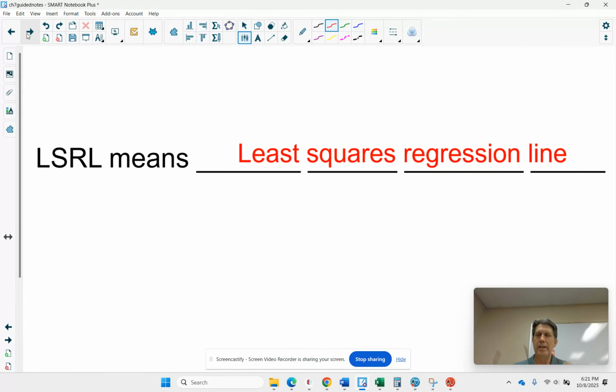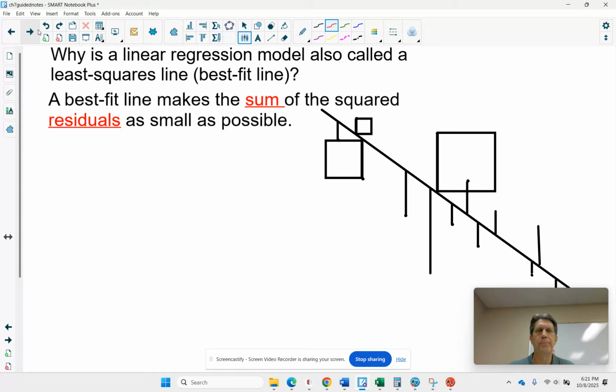Now, we talked about this in video 1. LSRL means least squares regression line. It's the same thing as saying, what's the best fit line? What is the line of best fit? What is the linear regression equation? All those things mean the same thing. But if you do see LSRL, why do we call it LSRL?